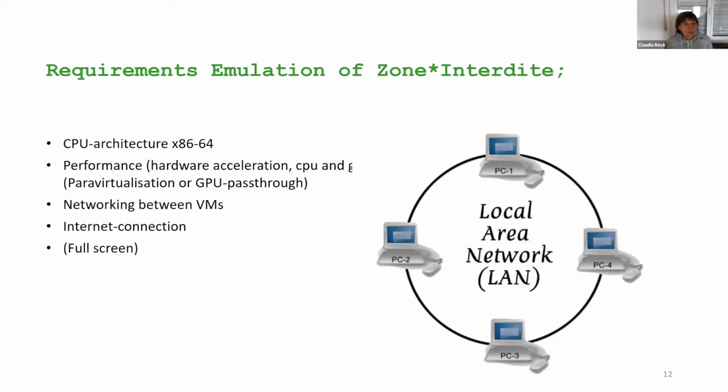And the fourth requirement is performance, hardware acceleration for CPU and GPU. This is possible today, but not this simple. There are two strategies, or sub-strategies. It's called para-virtualization or GPU pass-through. And they are not so banal to really do. Sometimes it works and sometimes it doesn't.